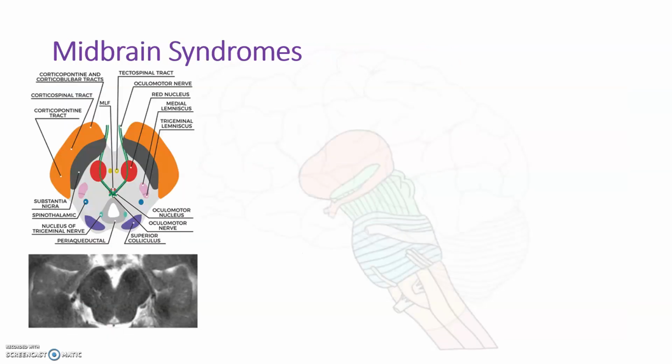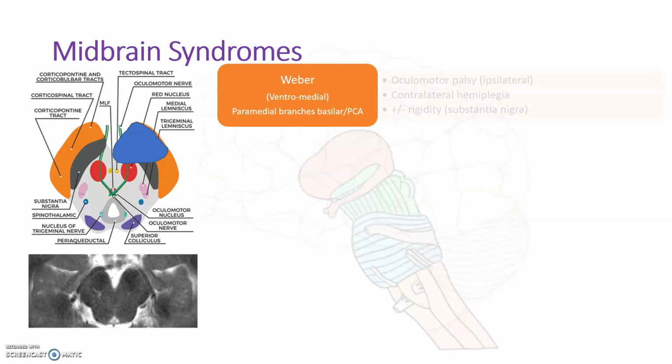So let's look at some brainstem syndromes. We have a picture here of a cross-section of the brainstem, and we're just going to look at a few syndromes. The first is Weber, or the ventromedial syndrome. This syndrome is associated with oculomotor palsy, that's third nerve palsy, contralateral hemiplegia, because the long tracts are affected, and as we said, they cross over in the spinal cord, and rigidity, possibly because of involvement of the substantia nigra.